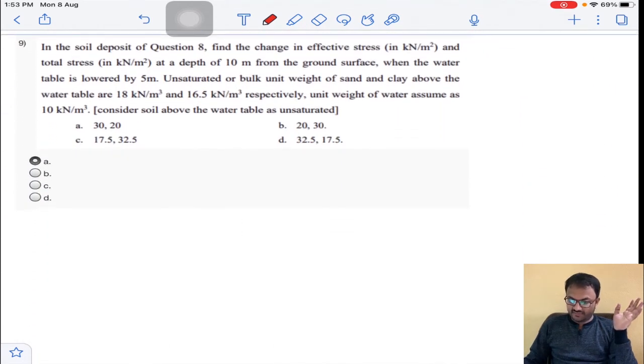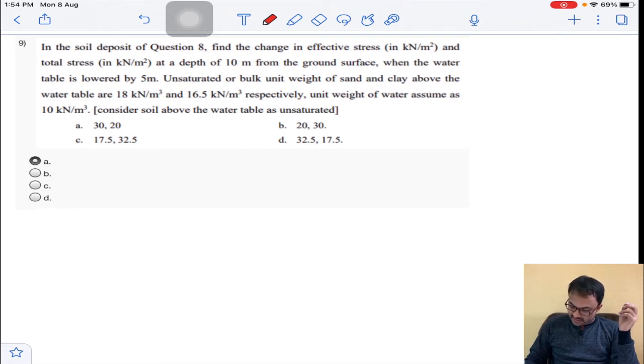Now question number 9. In the soil deposit of question number 8, so that is earlier question data we need to carry. Find the change in effective stress and total stress at 10 meters depth from the ground surface when the water table is lowered by 5 meters.